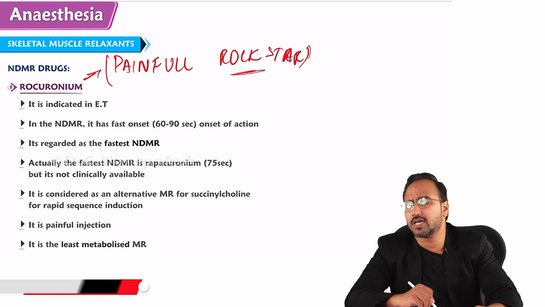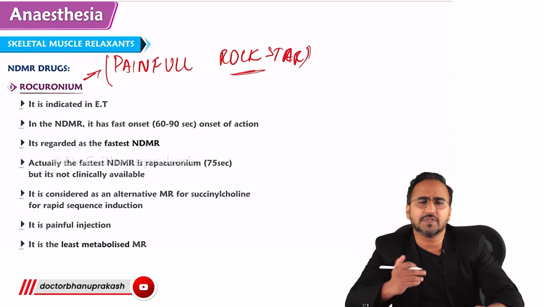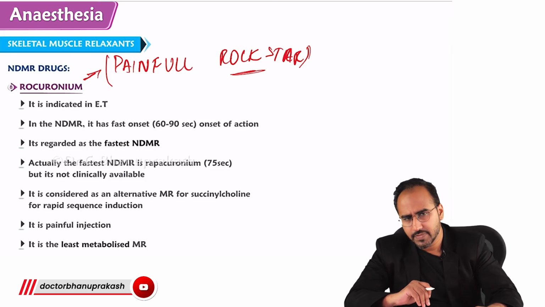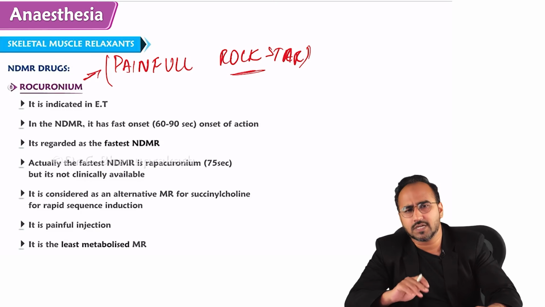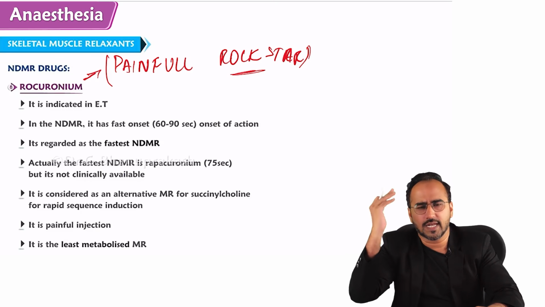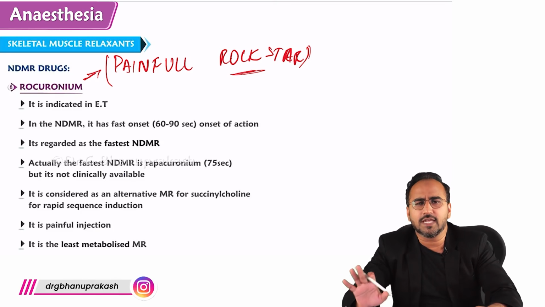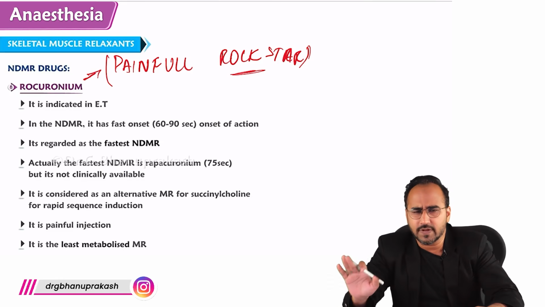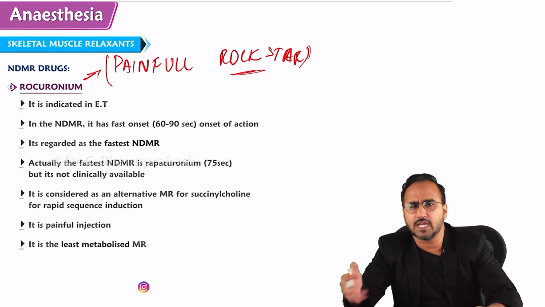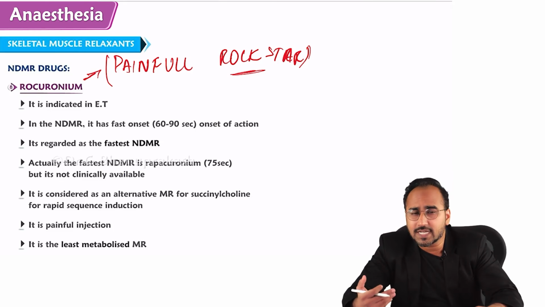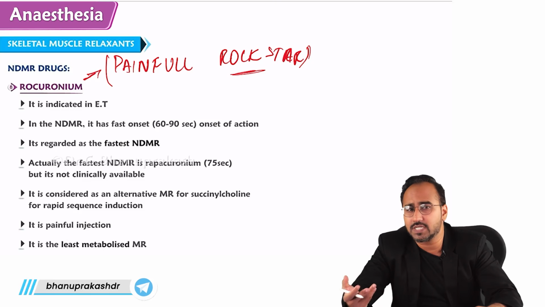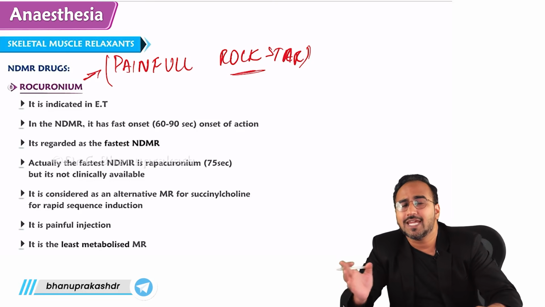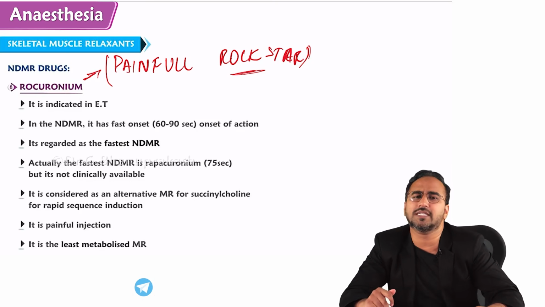Why is it called a rock star of muscle relaxants? Because it behaves like a rock star. Guys, imagine if you call a rock star to a concert, he will come to the concert, he will perform, and then he will directly go to the other concert. He won't be waiting there for a long time. If he is given 1 hour, within 1 hour or 45 minutes he'll perform and go off. Right? He is a fast acting person. Why? Because he has to earn more money. Rocuronium is also the rock star of muscle relaxants. Why? Because it is the fastest acting non-depolarizing muscle relaxant.